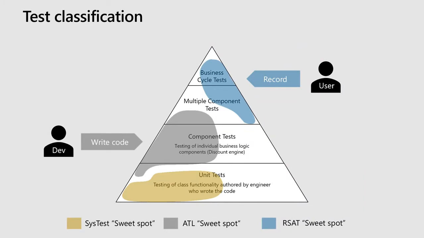So in the test pyramid, the RSAT sweet spot classifies the tests as business cycle tests and multiple component tests. The interesting thing is that they don't require a developer, unlike the other tests in the pyramid.